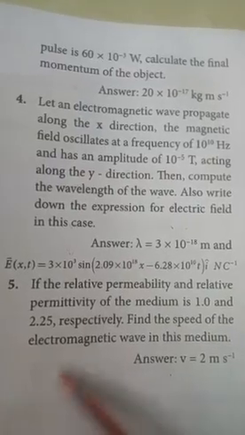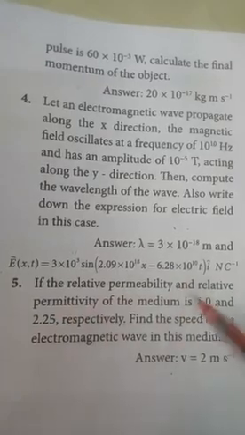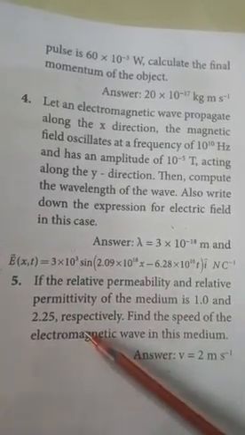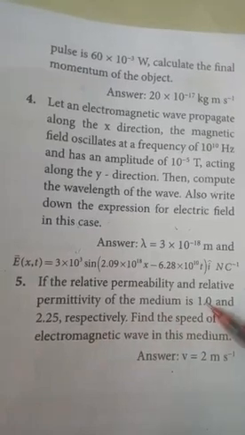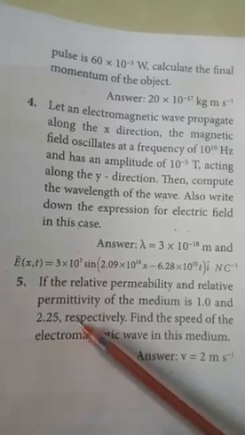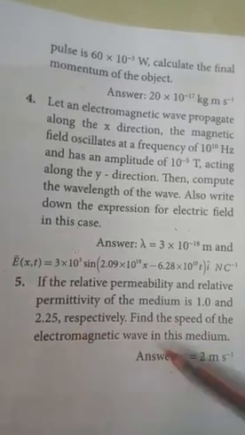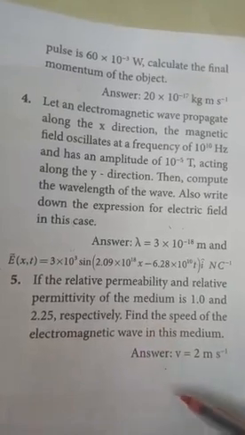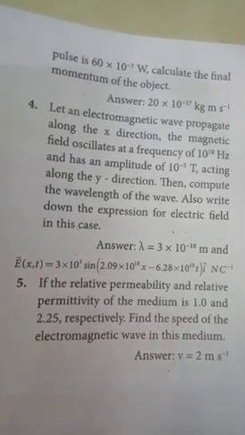Finally, fifth problem. In this fifth problem, the relative permeability and relative permittivity of the medium are given, so mu r and also epsilon r are given. Find the speed of the electromagnetic wave in this medium. Now find out the speed, that is velocity, v value. So let's see the solution now.